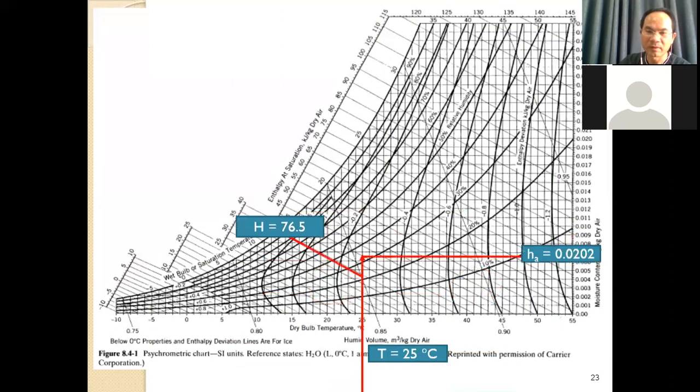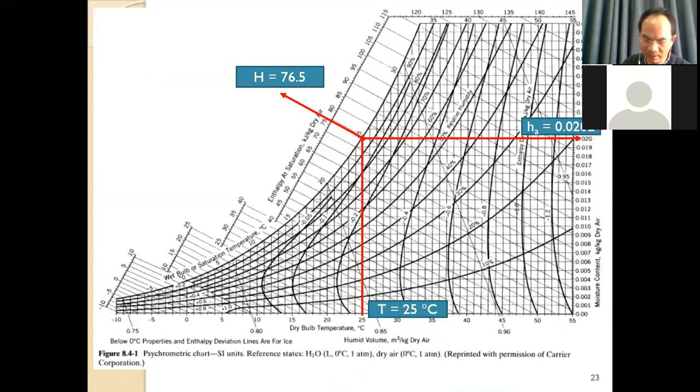On the chart, the dry bulb temperature is 25 Celsius and you know the absolute moisture content. You draw these two lines, contact at this point, and you can follow the enthalpy line to read about 76.5.